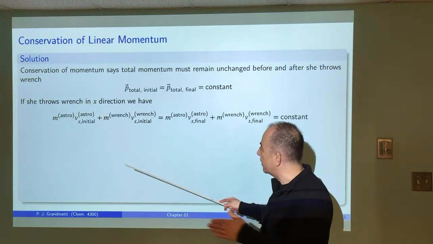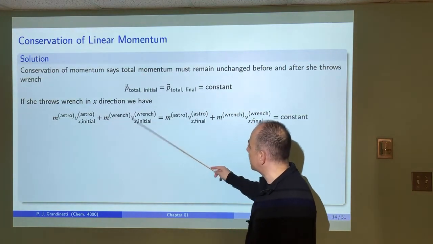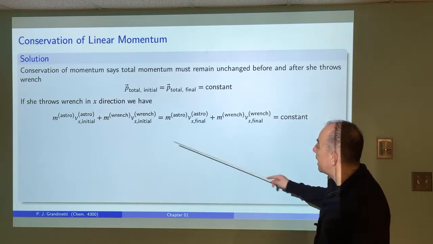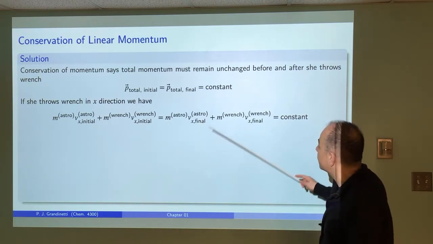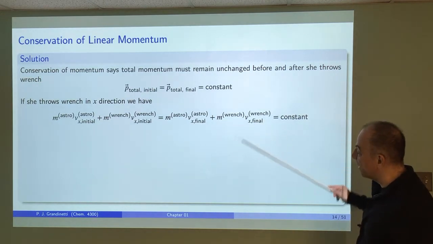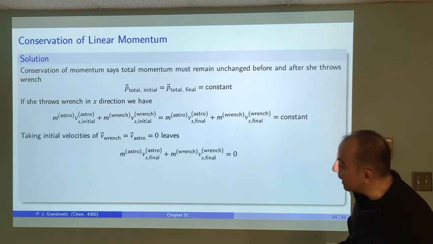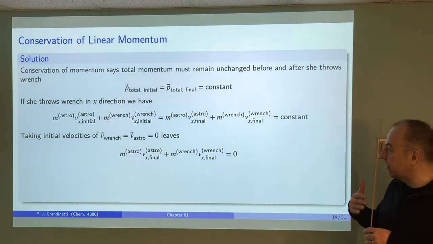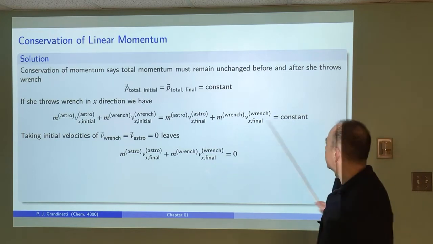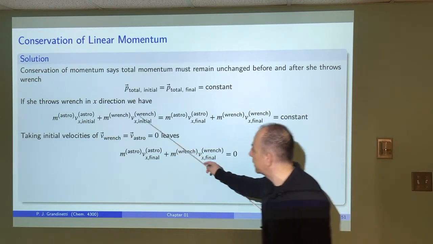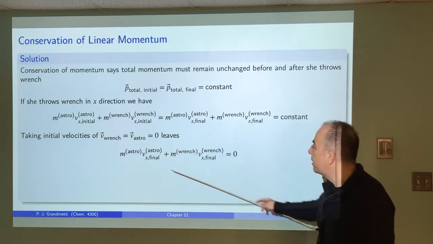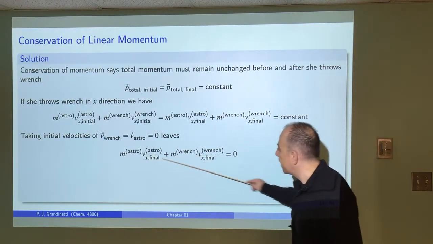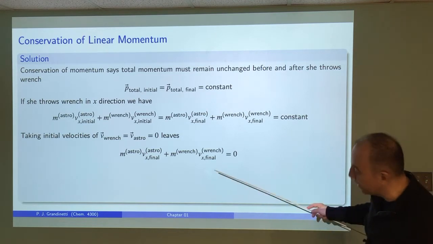We'll put the whole problem along the x direction. The mass of the wrench times the velocity along the x direction is equal to the mass of the astronaut times the final velocity of the astronaut plus the mass of the wrench times the final velocity of the wrench, which is equal to a constant. And now, since we pick the initial condition where the astronaut and the wrench have 0 velocity, that means that this constant is just equal to 0 when you plug that into this initial condition here. So that gives us this expression for the sum of the momenta.